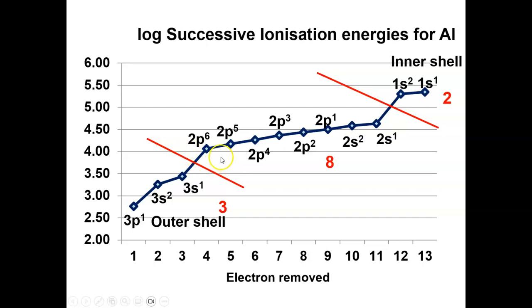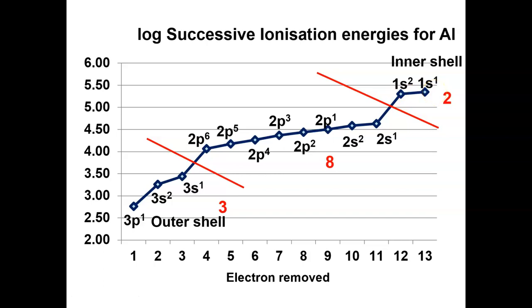And again, if we take the ionizations one by one, 2p6, 2p5, 2p4, 2p3, 2p2, then 2p1, the last two of these are the s orbital ionizations, 2s2 and 2s1. Then we get into the innermost shell, another big jump, of course, and 1s2 and 1s1.